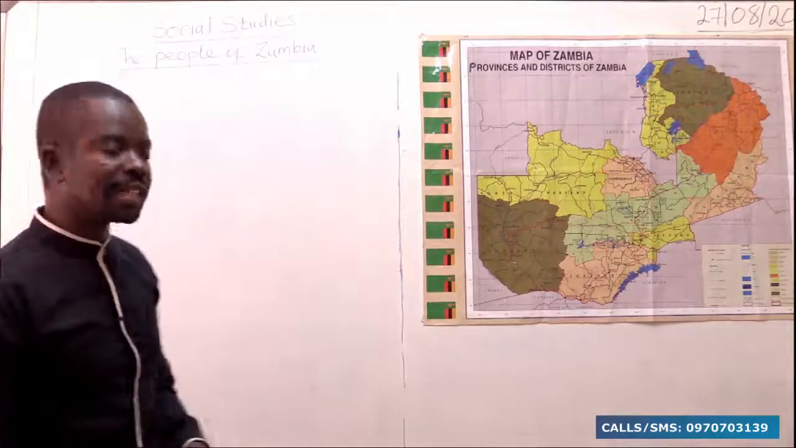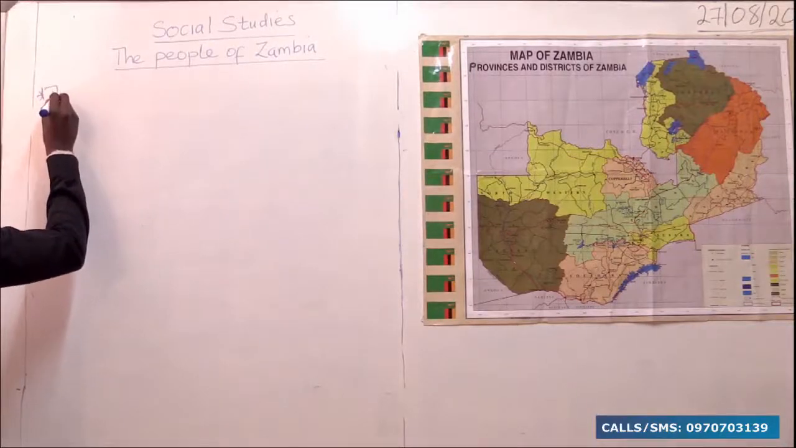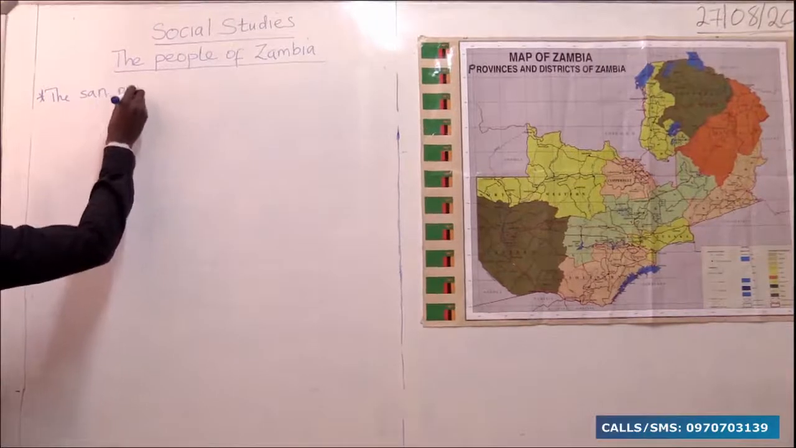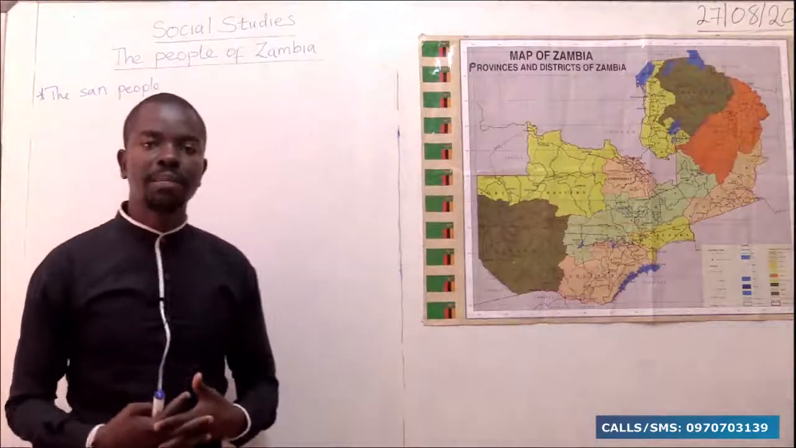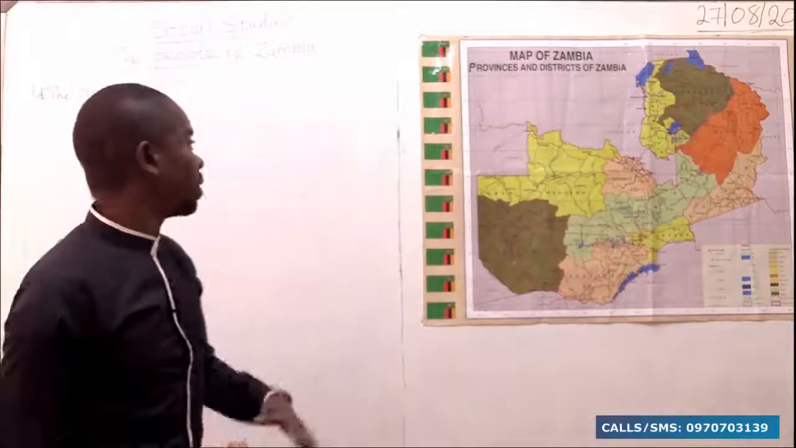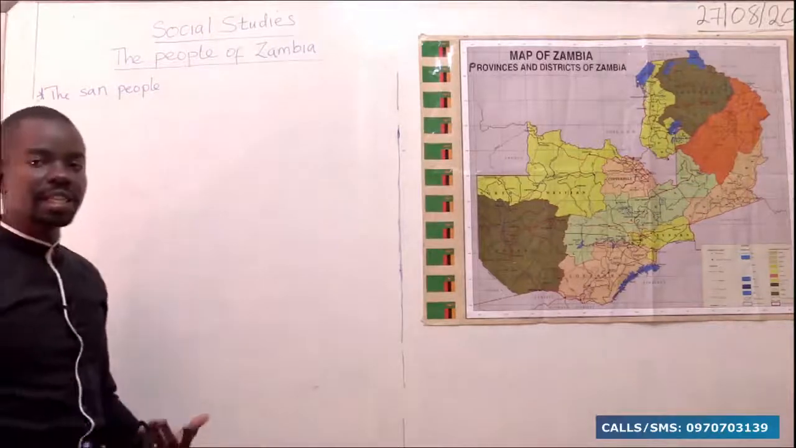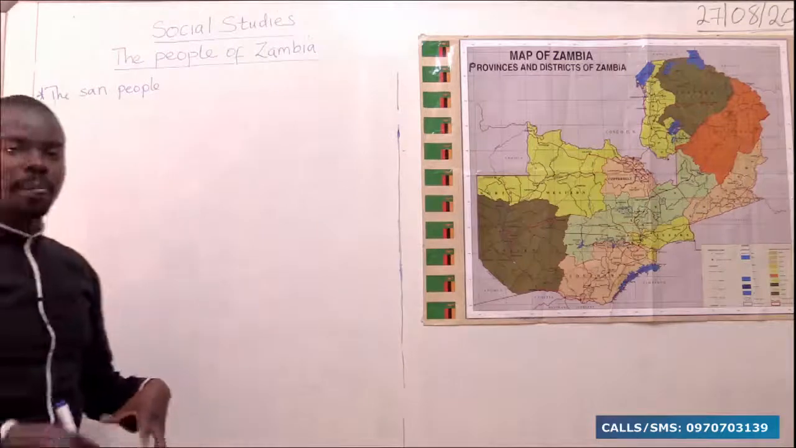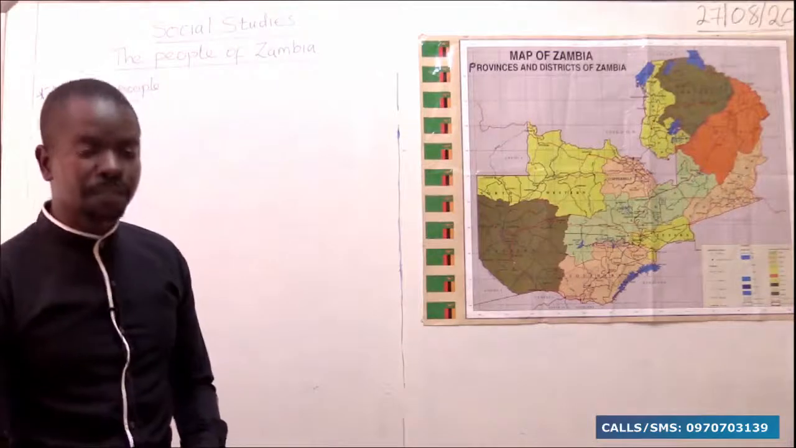So let's ask the San people. The first people to live in Zambia are called the San people, who are also called Bushmen. The San people are also called Bushmen. These were the first people to live in Zambia.